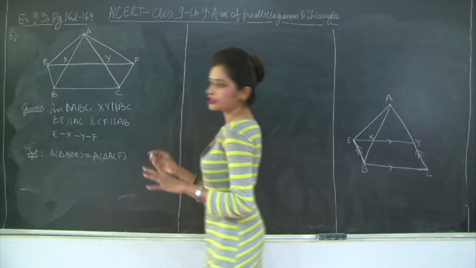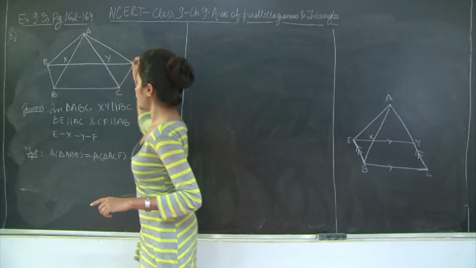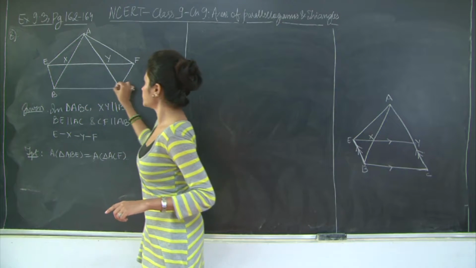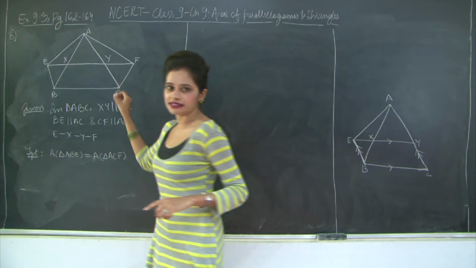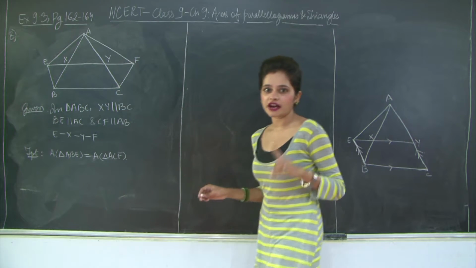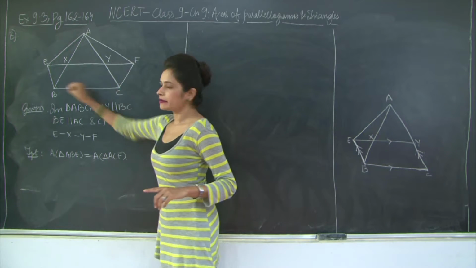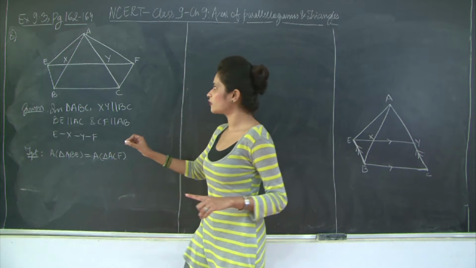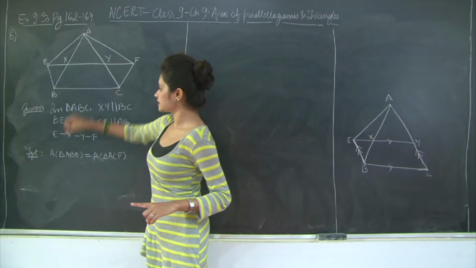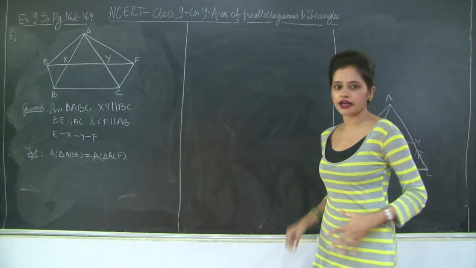So, now which two parallelograms did we get? We got this parallelogram and this parallelogram. They are sharing the common base BC and they lie between the common parallels EF and BC. Therefore, the two parallelograms are equal. Therefore, half of this parallelogram is equal to half of this parallelogram. So, what are the halves of these parallelograms? It is these triangles. So, we will prove that area of triangle ABE is equal to area of triangle ACF.